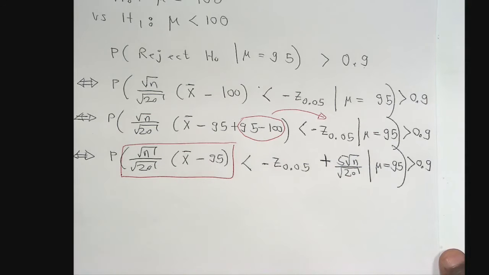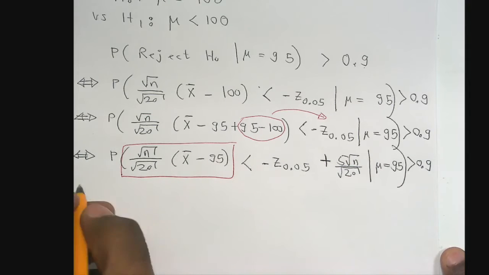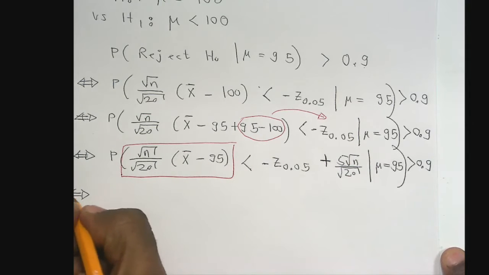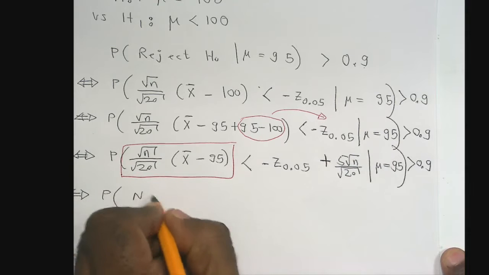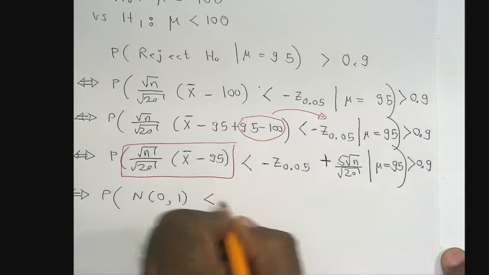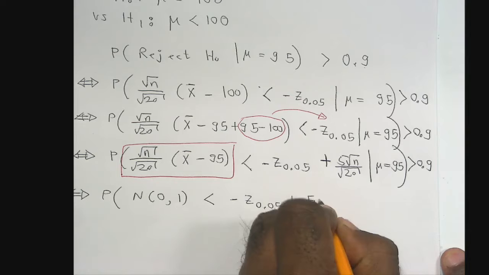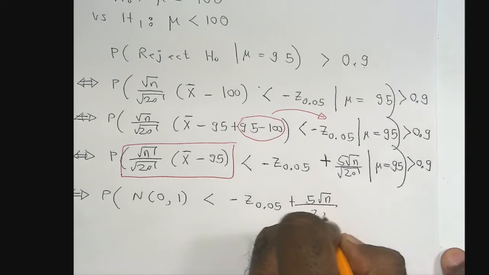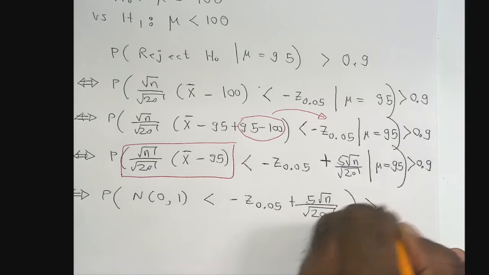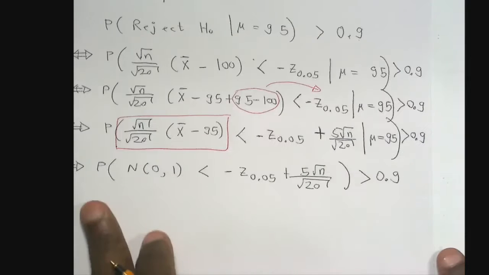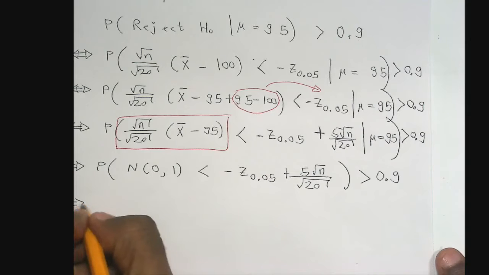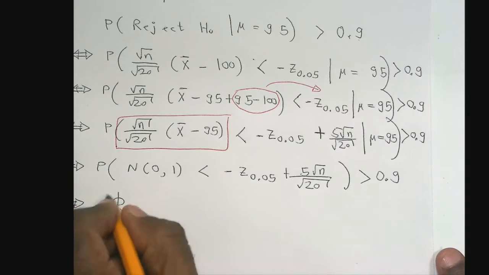Right now, what can you say about this, guys? Because we are conditioning on mu being equal to 95, this must have the standard normal distribution, right? That less than minus... all right, so this is Phi.